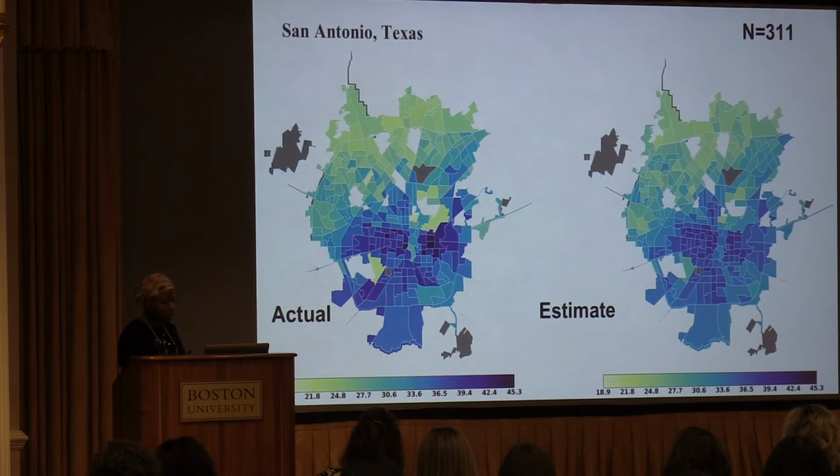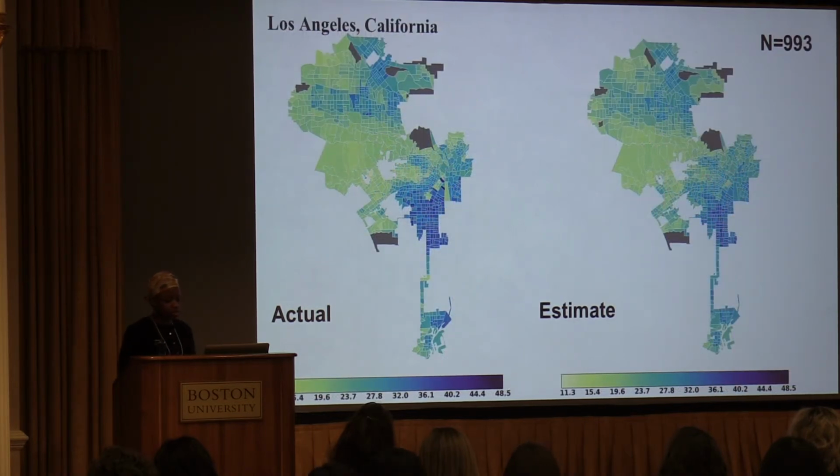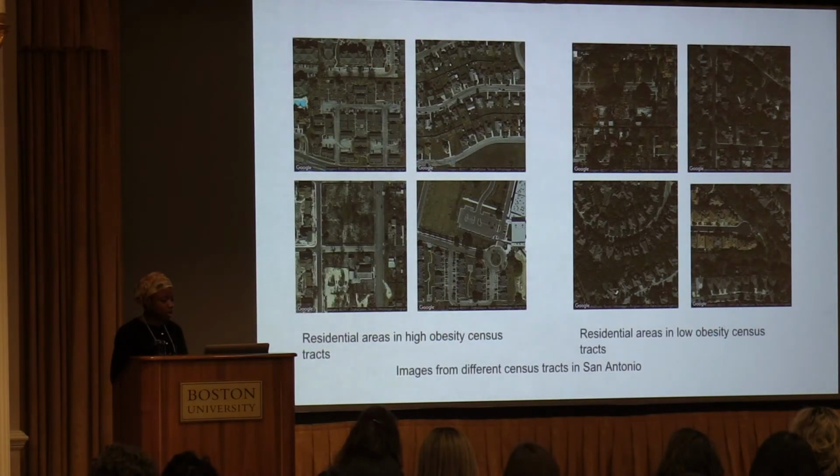To show you this visually, this is what it looks like for San Antonio. We have 311 neighborhoods, or 311 census tracts. This is the actual data that we're getting from the CDC, and then this is what our model is estimating. The same thing for Los Angeles, California. Here we have 993 census tracts. On one side you have the actual data, and on the other side you have an estimate from a model.